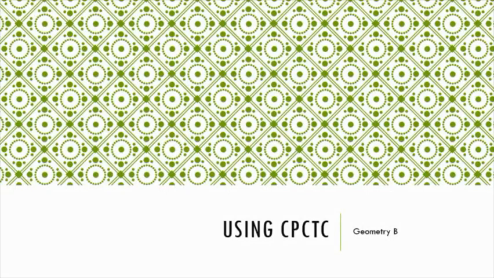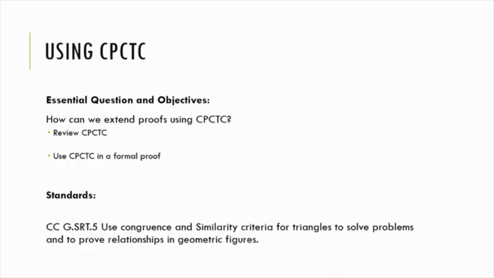Hey, welcome to this lesson about using CPCTC. Remember that CPCTC stands for corresponding parts of congruent triangles are congruent. Essential question and objectives: How can we extend proofs using CPCTC? So we're going to review CPCTC and use CPCTC in a formal proof. Our standard: use congruence and similarity criteria for triangles to solve problems and to prove relationships in geometric figures.